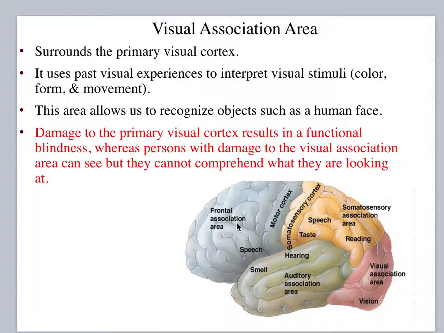There's a visual association area for the visual cortex as well. This helps us recognize objects like the human face and helps us interpret visual stimuli of color, form, and movement. Damage to the primary visual cortex results in functional blindness, but damage to the visual association area means the person can see, but can't really understand what they're looking at. So they may have a hard time recognizing a human face, or the face of somebody they know.